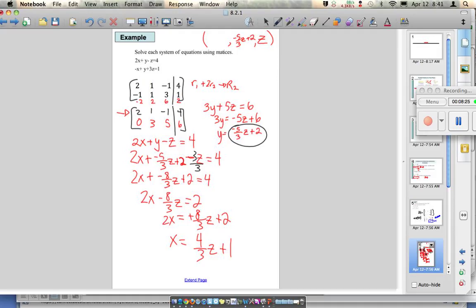So my x value for this system will be 4/3 z plus 1. So this is a dependent system. Here's how I would describe my solution set. This ordered triple will describe my solution set for these 2 planes. So when you have a pair of equations, you can find a solution set. It will be a description of a line in 3-dimensional space.